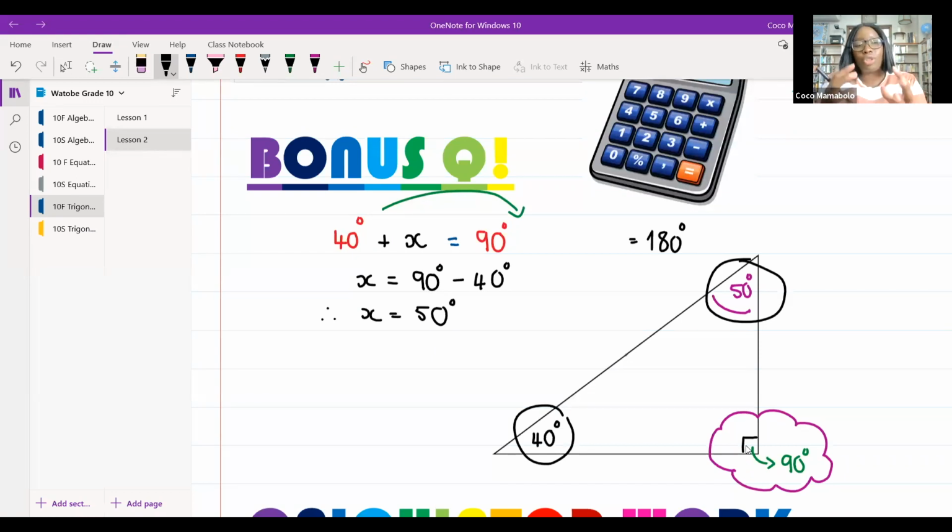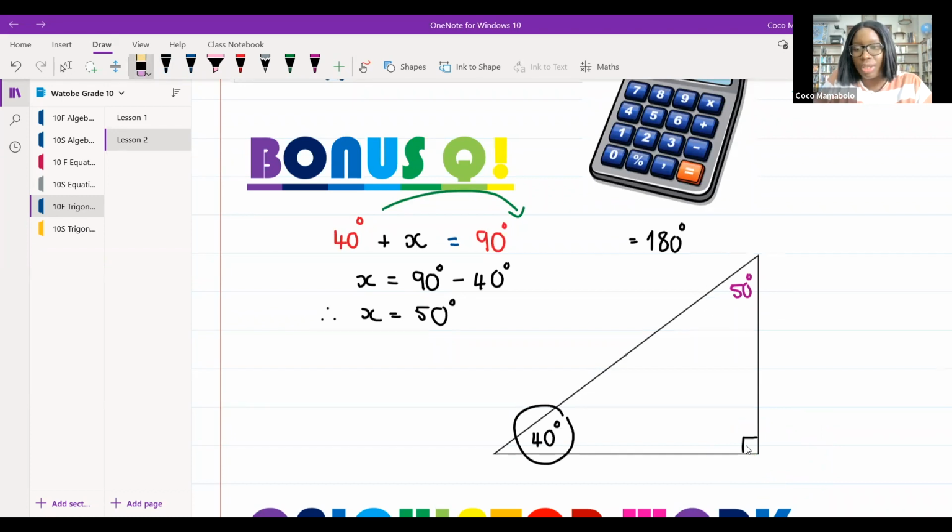Okay, now I want you guys to think about what just happened over here. And I want us to do this. Okay, we know that this square over here means this is 90 degrees. So we're not going to consider it. We already know that it's 90 degrees.